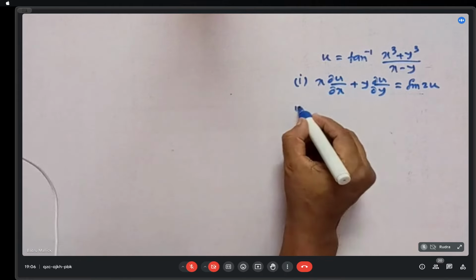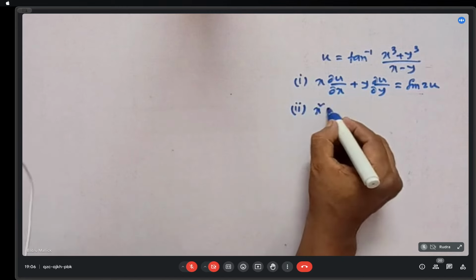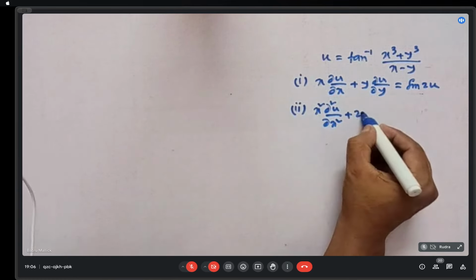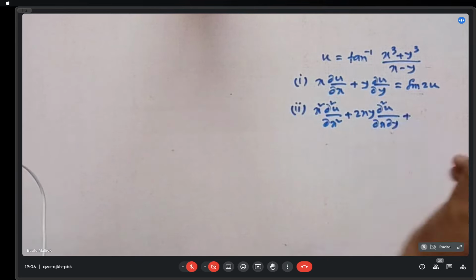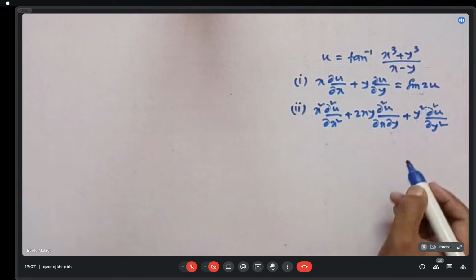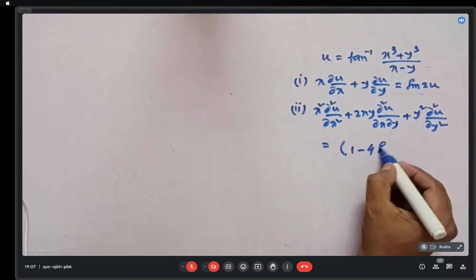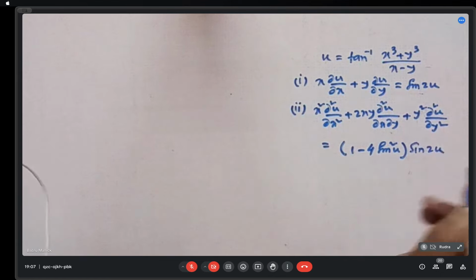And number 2, the second is this: x square into del 2u del x2 plus twice xy into del 2u del x del y plus y square del 2u del y2 is equal to (1 minus 4 sine square u) into sine 2u. We shall prove it.